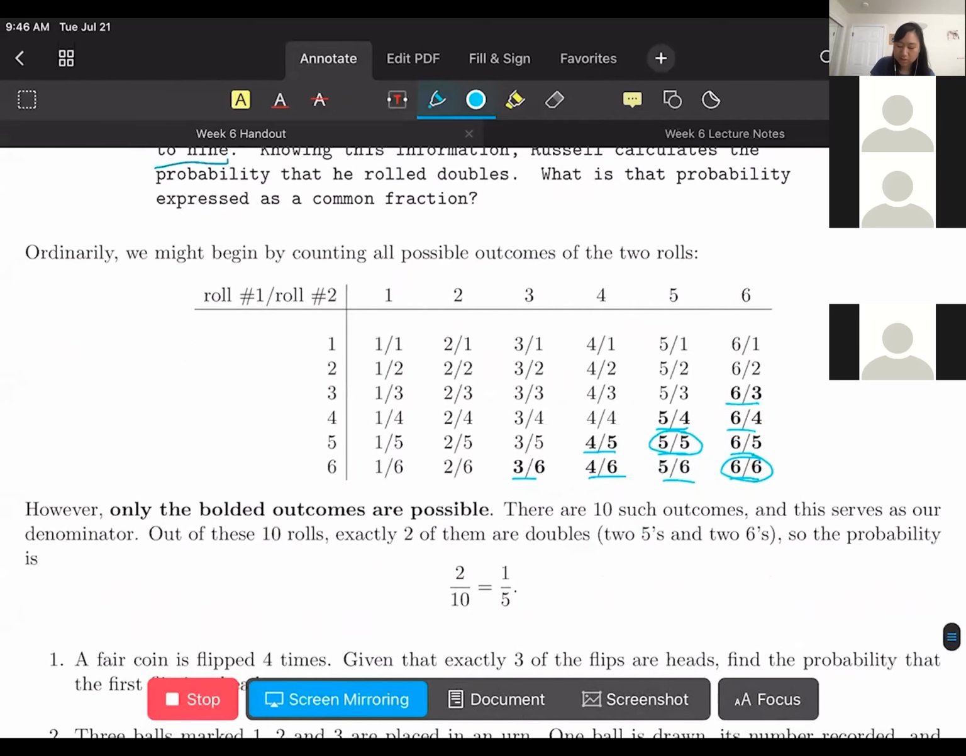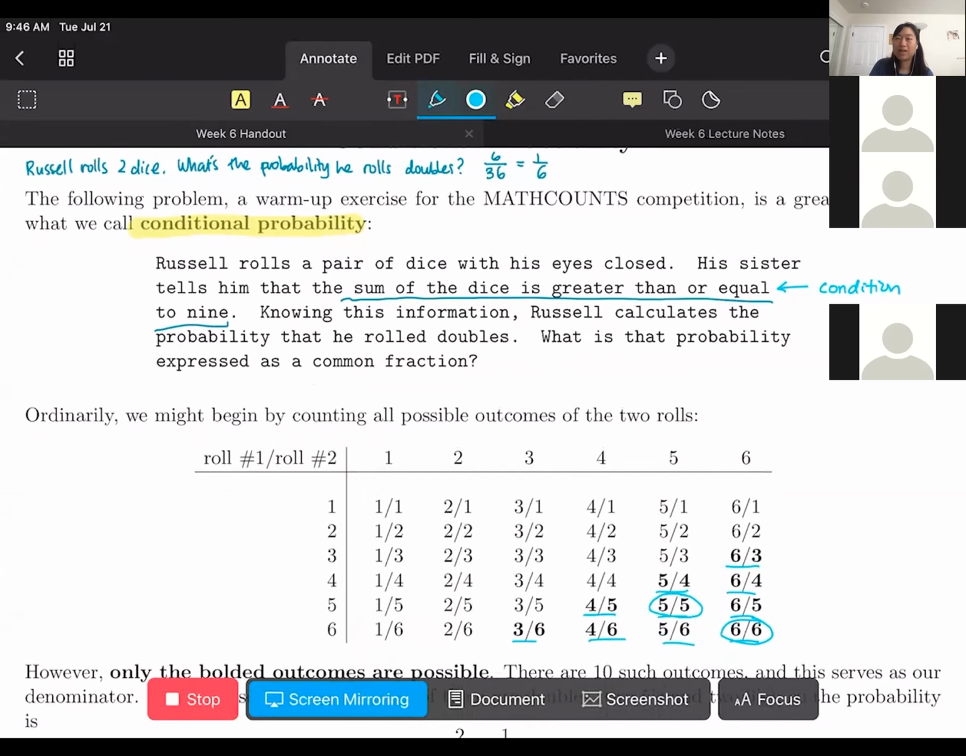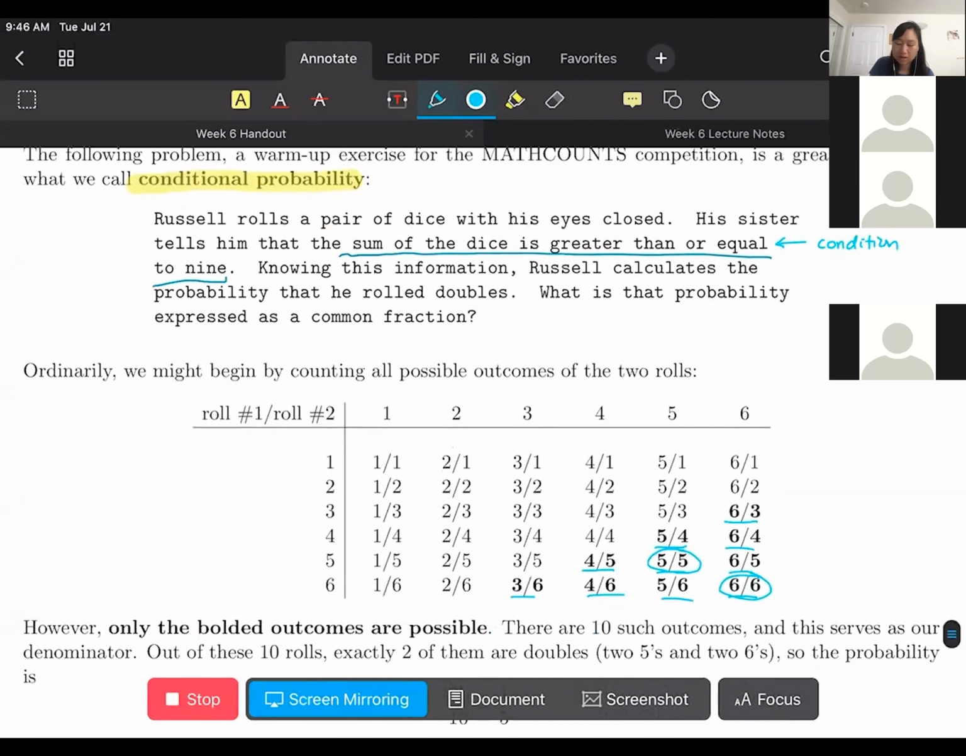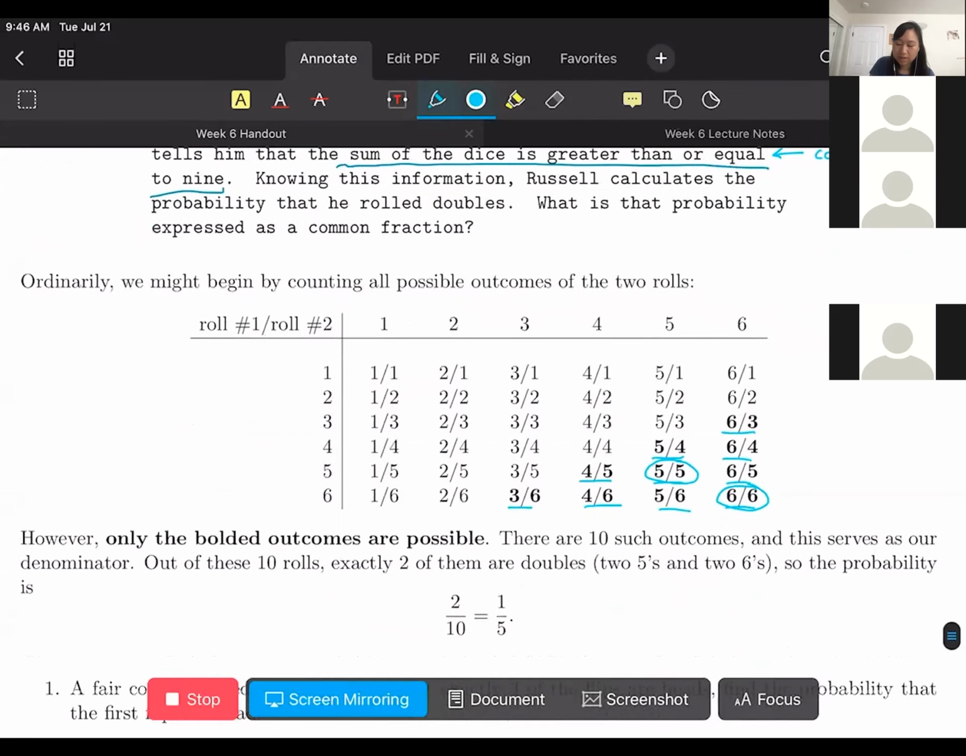So this is an example of what we call conditional probability. We have over here, this is the condition. And so that changes the probability that we're calculating. If we didn't have this condition, we would get 1/6. But since we know that the sum is at least 9, then we only consider the possibilities in that universe. And in this case, we'll get 1/5.